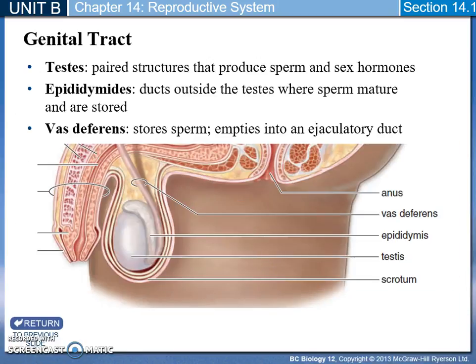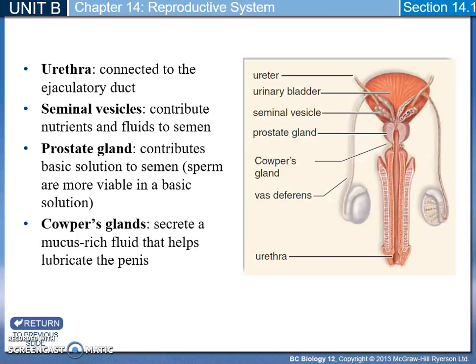So the genital tract in the male: there are a pair of testes that produce sperm and sex hormones. Then there's an epididymis, which contains ducts outside of the testes where the sperm mature and are stored. Then you have the vas deferens, which also stores sperm, and this empties into the ejaculatory duct. The urethra is then also connected to the ejaculatory duct.